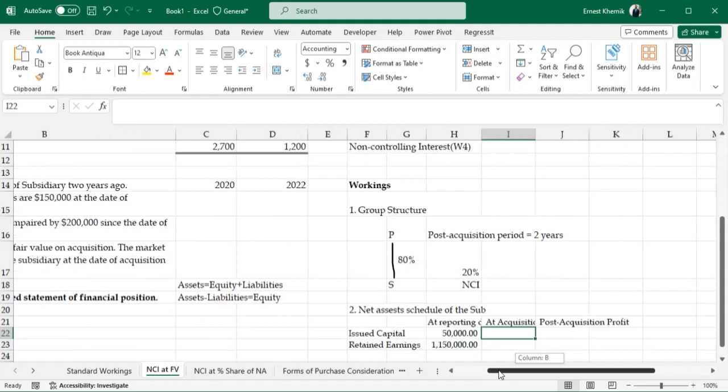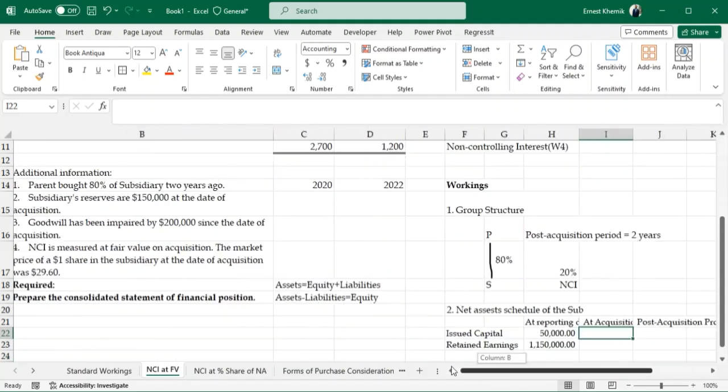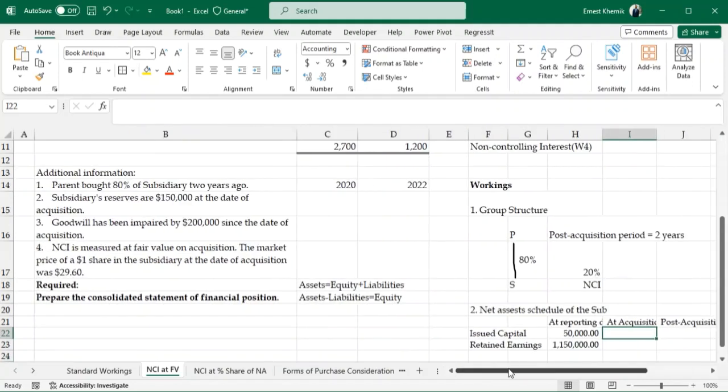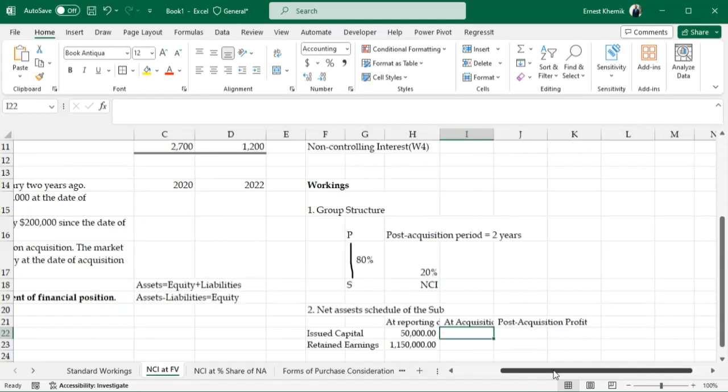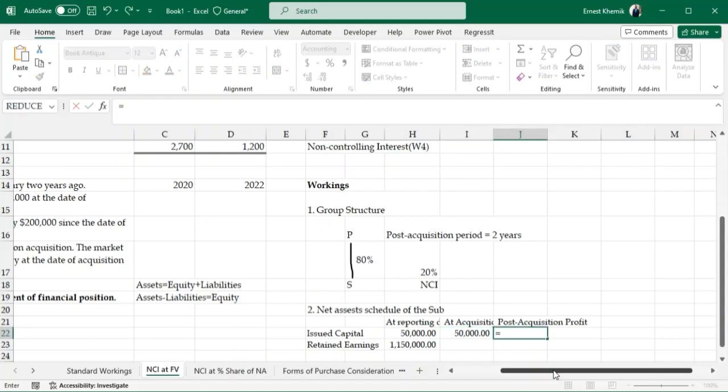Now the issued capital, nothing has been said about the issued capital, and that is usually the case in most questions. So we're just going to repeat this particular value there, so that the post-acquisition movement becomes 0. With the post-acquisition movement, we take the value at the reporting date and subtract the value at the acquisition date to get this particular value, and that is 0 there.